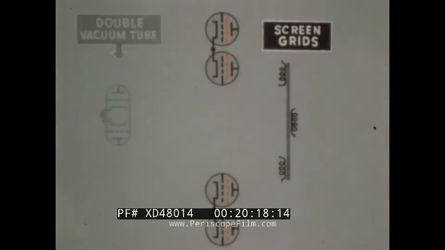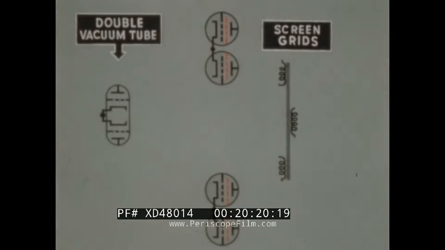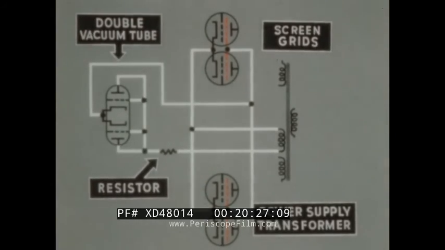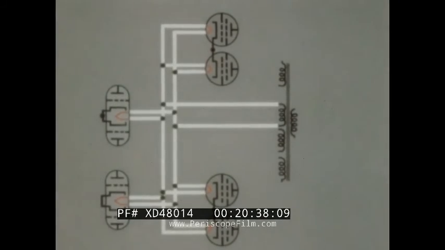The main tubes are designed with additional grids used to control the characteristics of the tube. These screen grids are connected into the system through a double vacuum tube used as a simple rectifier, a resistor, and a power supply transformer secondary winding. The cathode heaters for all 6 vacuum tubes in each channel are connected in parallel to an additional secondary winding on the power supply transformer.